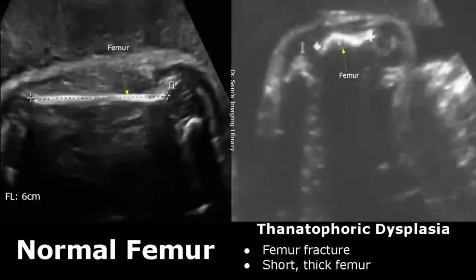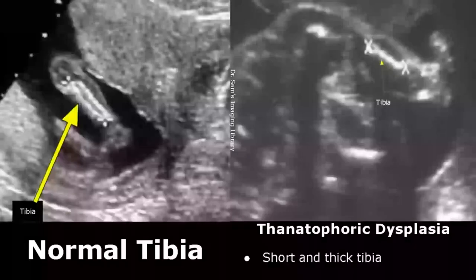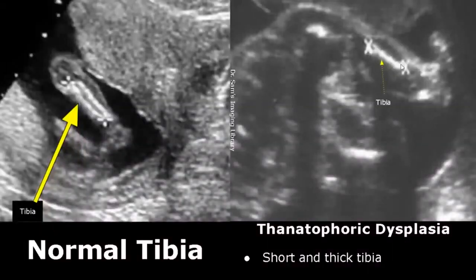Thanatophoric dysplasia is the most common lethal skeletal dysplasia. Fractures along with short and thick long bones are found. This is a short, thick femur with a fracture. This is an image of the tibia. It is shorter in length and thicker than usual. It is difficult to evaluate the tibia as compared to the femur.